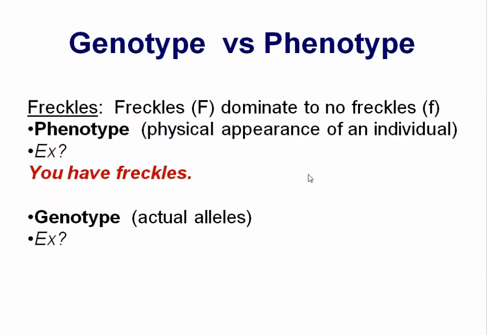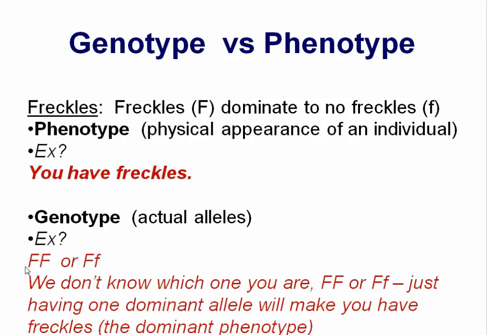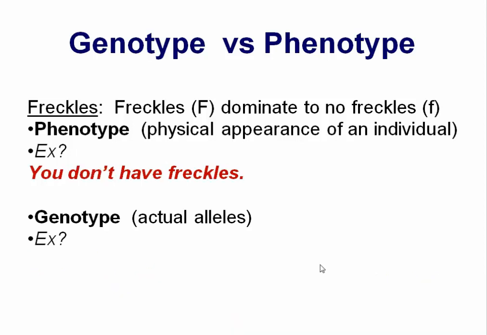So let's look at a few more examples. So freckles is dominant to no freckles, big F, little f. The phenotype, remember, is what it looks like. So let's say you have freckles. So what could be your actual alleles for your genotype? Well, you could be two capital F's, but you also could be a big F, little f. We don't know for sure, because this guy will mask that little f. So anytime you have the dominant trait on your handout, your genotype possibilities must be the two options, homozygous dominant and heterozygous.